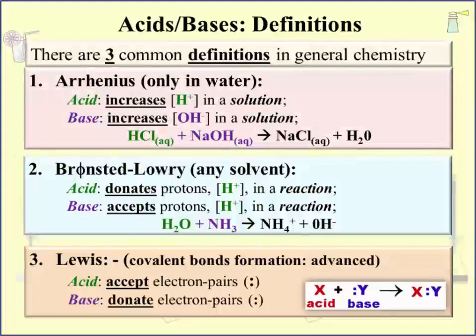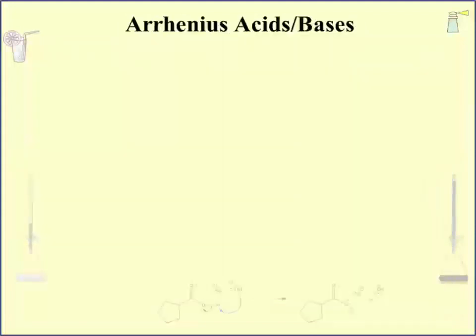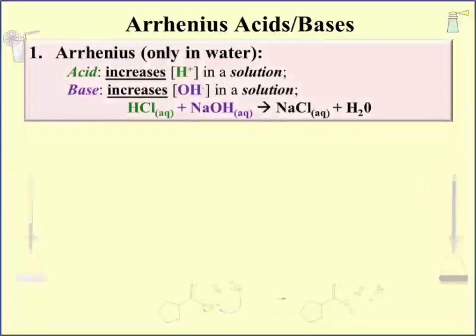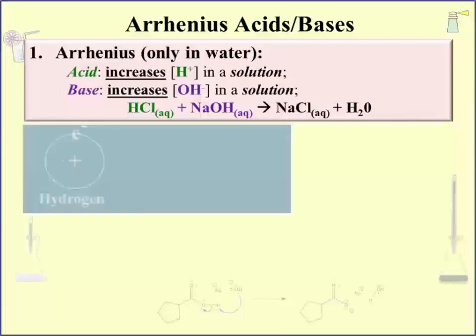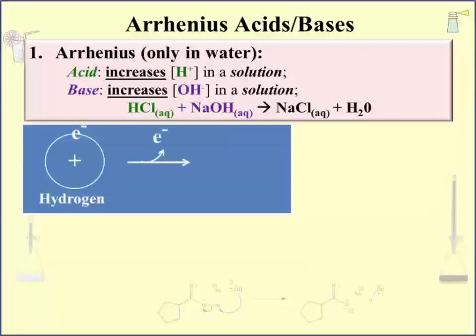Now we will focus on the first 2 definitions, starting with Arrhenius acids and bases. As mentioned, they take place in water, and the acid increases the hydrogen ion concentration in the solution. Taking a step back, let's relook at what a hydrogen ion is in water. Starting with the element hydrogen, it has 1 proton and 1 electron.